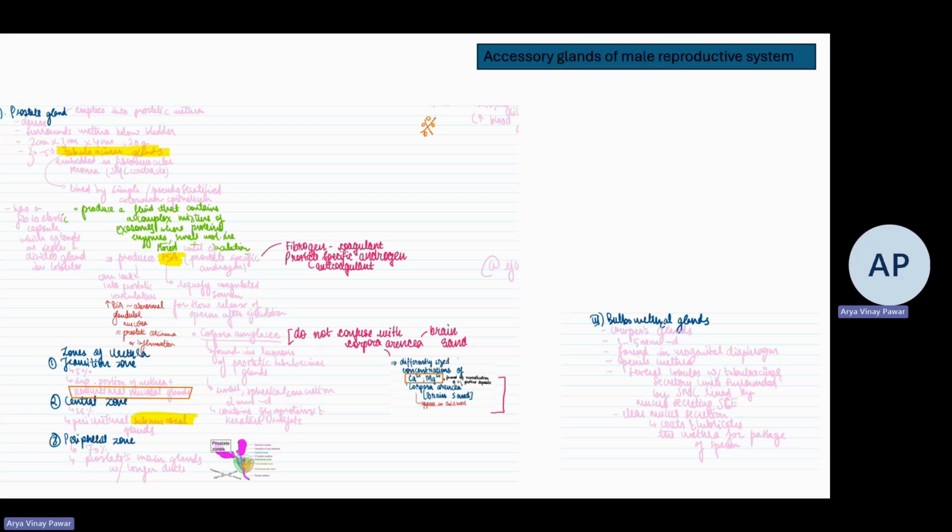Now, last but not least, we have the bulbourethral glands. These are glands that are seen in the urogenital diaphragm. They empty into the penile urethra, and they secrete mucus, which helps coat the urethra to ensure smooth passage of sperm, right?